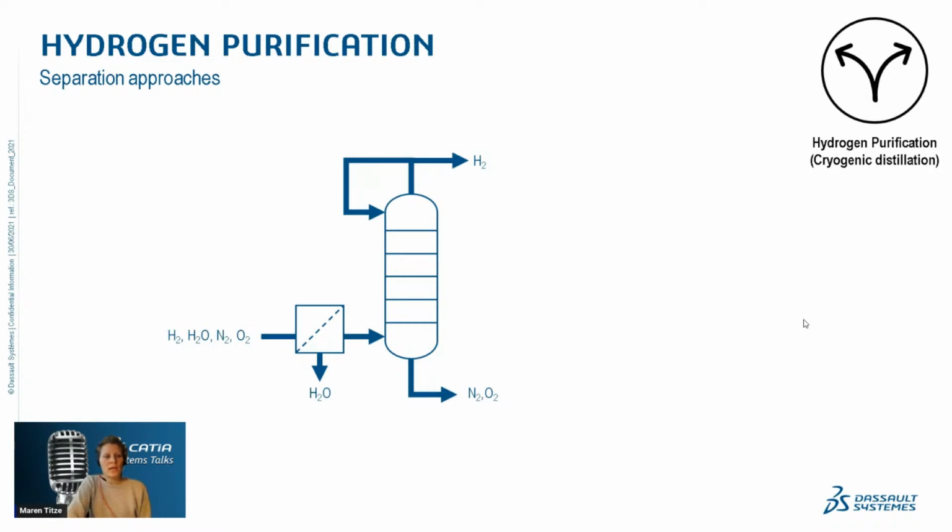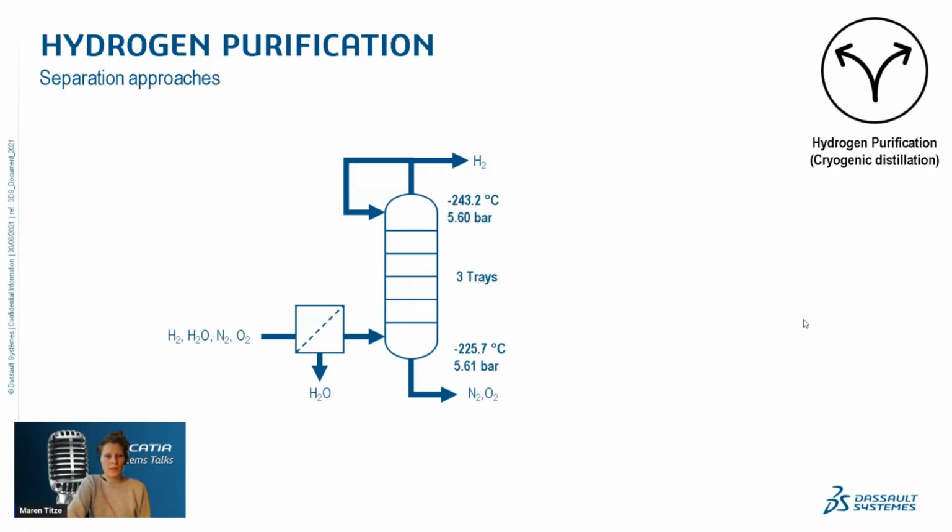At the left, we have a mixture of hydrogen with impurities: water, nitrogen, and oxygen. Then in cryogenic distillation, we have to go down to very low temperatures because the gas has to be liquefied, and this happens below minus 240 degrees. If we go down to this low temperature, the water will simply freeze out and we can remove it from the gas. The dry gas goes into the column, and hydrogen will come out as a head product and nitrogen and oxygen will be the bottom product. Let's have a look at the results.